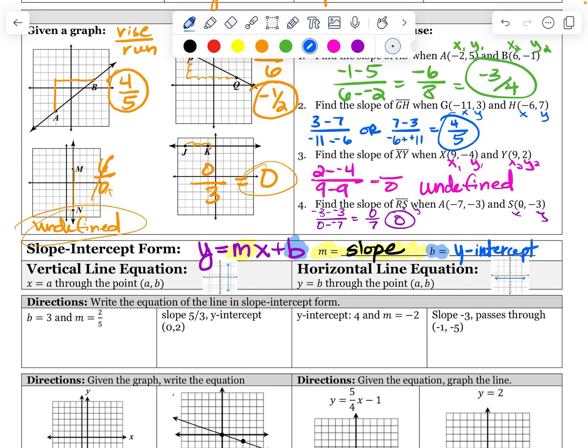Y-intercept. Where it crosses the y-axis, x is going to be equal to 0. So it's always going to be written 0, comma, whatever the y value is. Okay, that is a y-intercept.